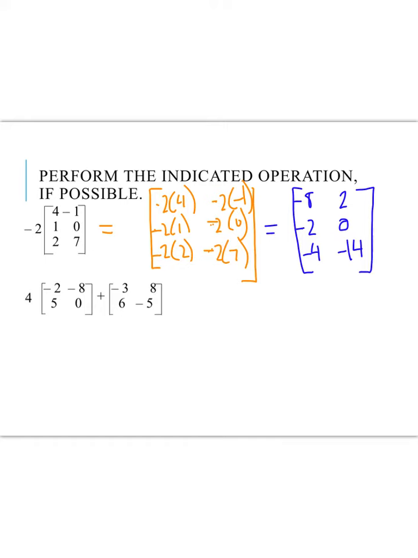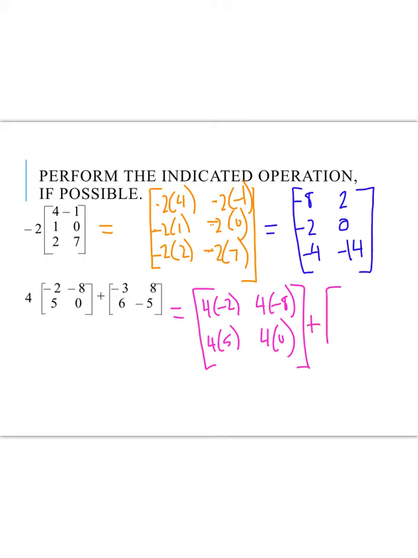So this next example actually has 2 operations. We're multiplying by a scalar, which is 4, on the first matrix, and then we're adding that to the second matrix. So first what we need to do is the scalar multiplication. So I'd have 4 times negative 2, 4 times negative 8, 4 times 5, and 4 times 0. And I want to add that to my second matrix, which hasn't changed yet.